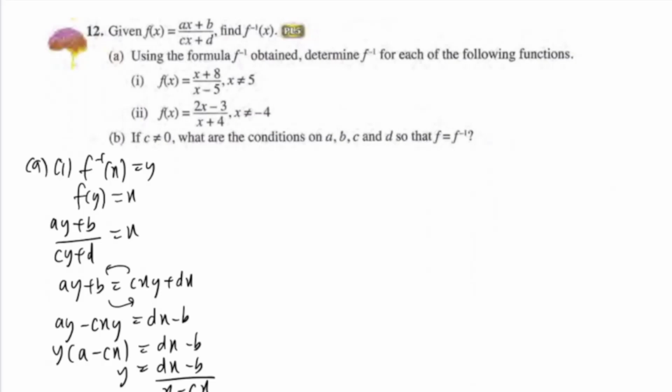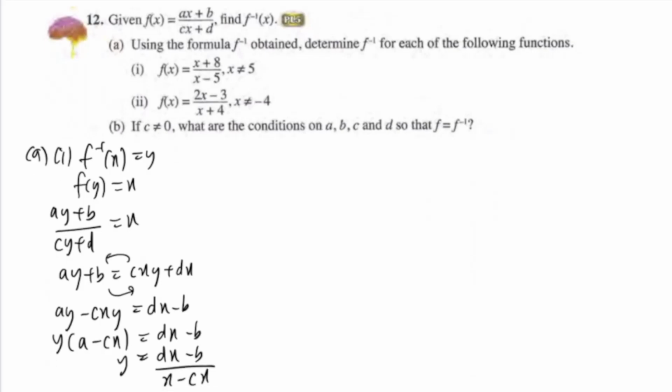Oh, you can't see. Let's move this up a little bit. Okay, so my y is f inverse of x, therefore (dx minus b).